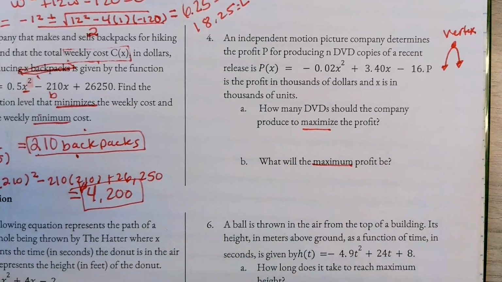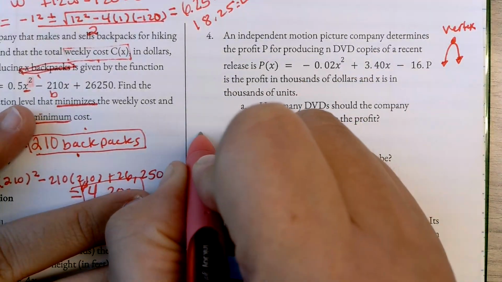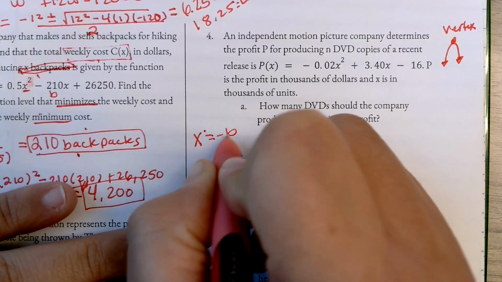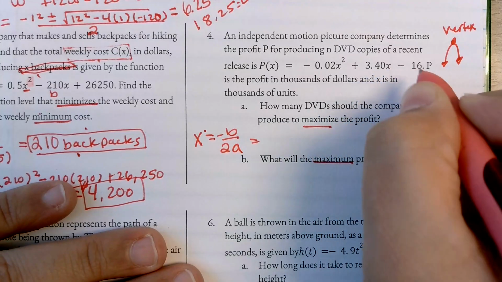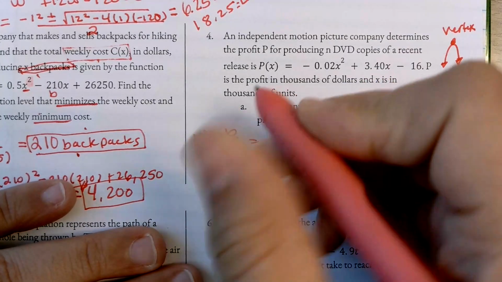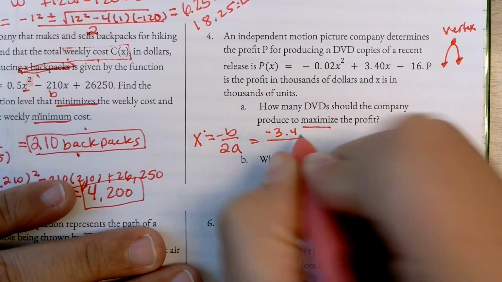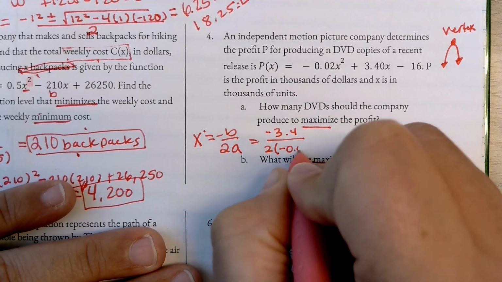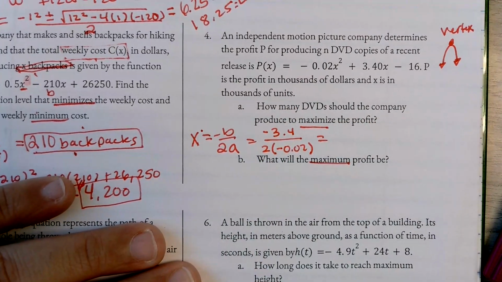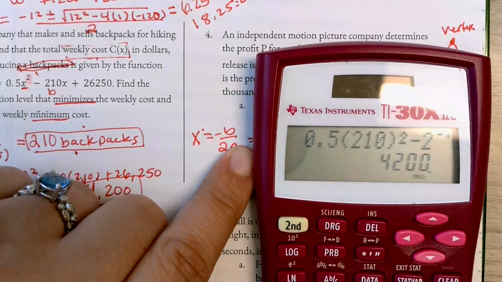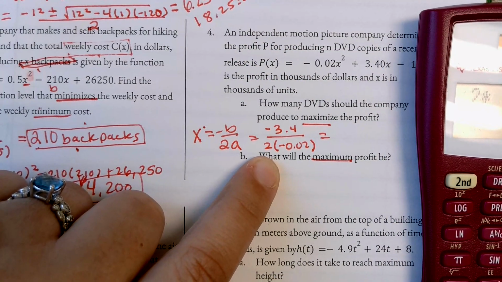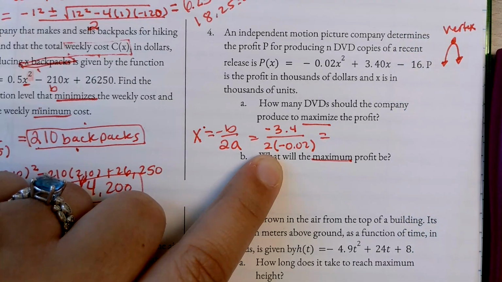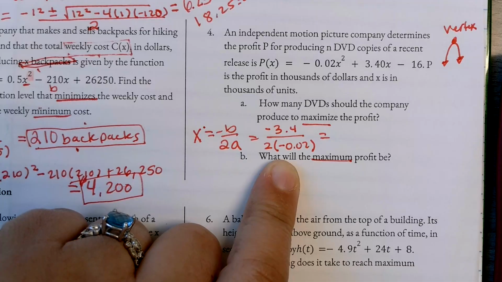I'm just going to do this one again just to make sure we're using the right equation. x equals negative b over 2a. So making sure they're in order, x squared, x, and then a constant. So yes, this is b, negative 3.4 divided by 2 times negative 0.02. When I'm working this out, because I have a little dinky calculator, I'm doing the denominator first, 2 times negative 0.02, just so I don't have to use parentheses.